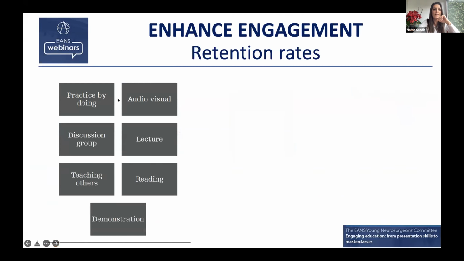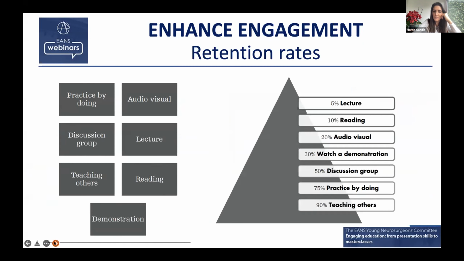Because unfortunately, here we have different resources we use to teach our trainees: the audiovisual, the lecture, the reading, demonstrations, and at the end, unfortunately, this is what they take home. So when we give a lecture, they only retain 5% of what we are saying. They only retain 10% of what we are showing in the slides, written. 20% of the audiovisual, our pictures, photos, surgeries, or videos, and 30% when we show a demonstration.